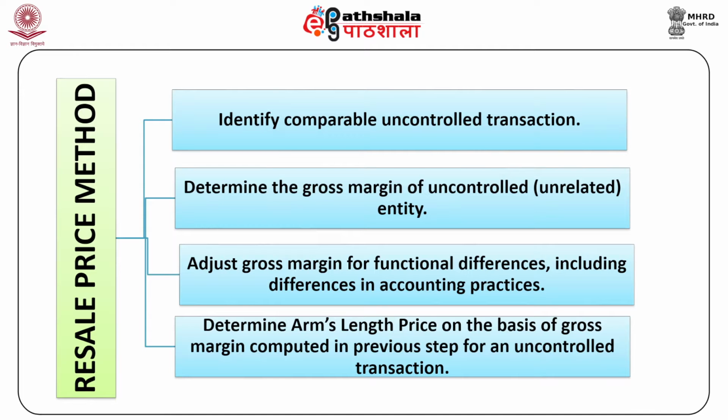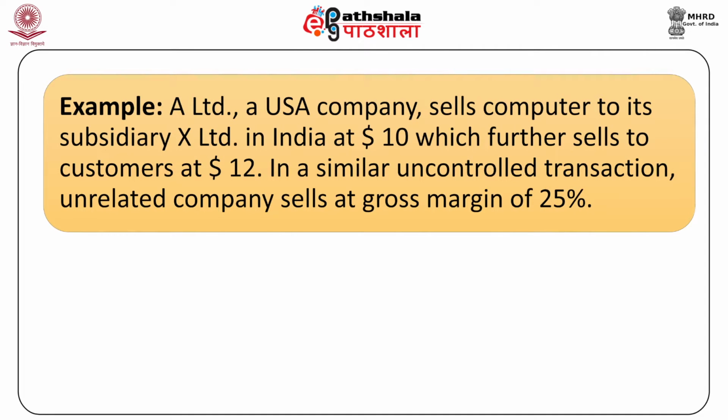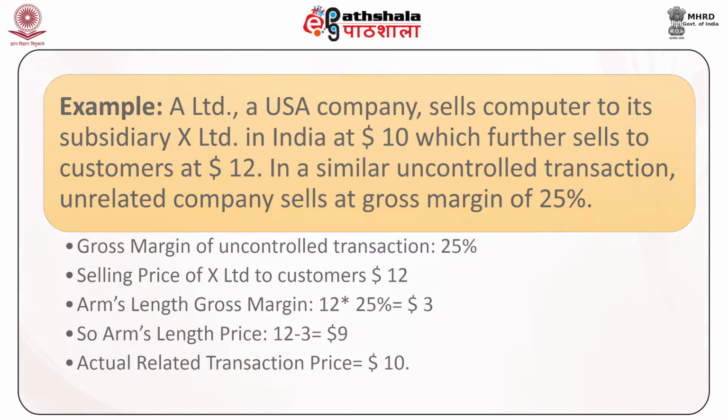This can be understood with the help of an example. A Limited, a USA company, sells computers to its subsidiary X Limited in India at $10, which further sells to a customer at $12. In a similar uncontrolled transaction, an unrelated company sells at a gross margin of 25%. After solving this equation, we get the actual related transaction price is equal to $10.